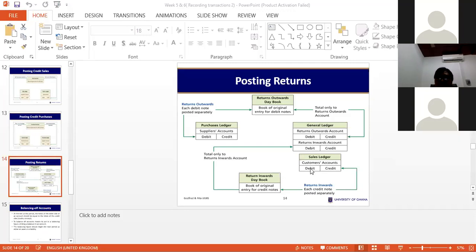For the sales, you recall that anytime we sell, we are willing to accept returns inwards. So if there is a return inwards, then it means that the total of the return inwards will go to the general ledger. And the account name will be return inwards account. So look at the arrows and where they are pointing to.